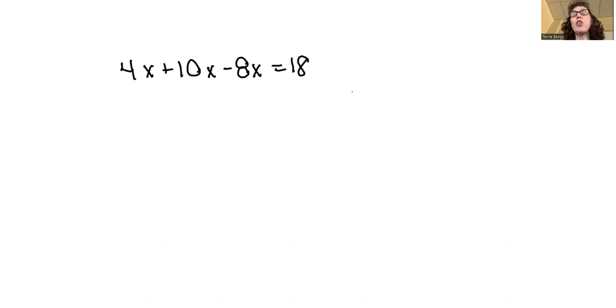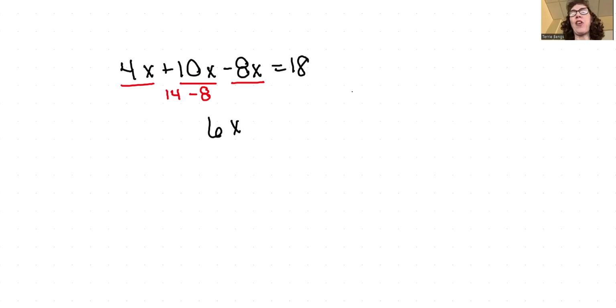So just like we've learned in previous videos, if you have letters that are the same, and we call those like terms, we're going to combine them. So here we have a 4x, a 10x, and a negative 8x. So we are going to combine those, actually all three of those together. So if we added 4 plus 10, that would give us a 14 minus 8, right? And if we do 14 minus 8, that is going to give us a 6. So we're going to say 6x, when we combine those together, equals 18.